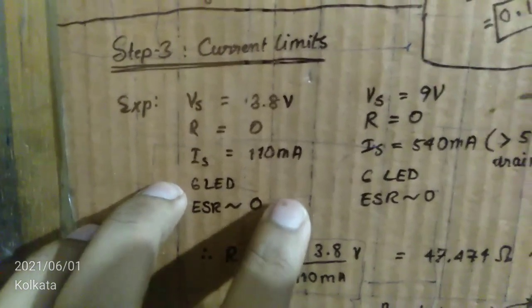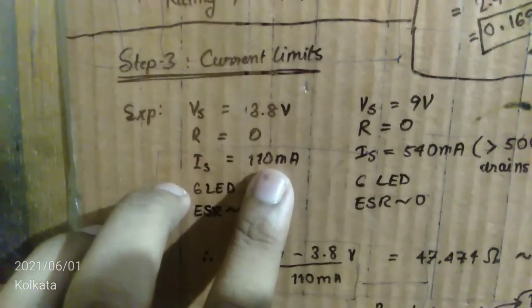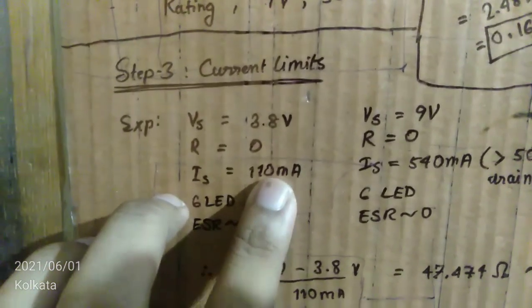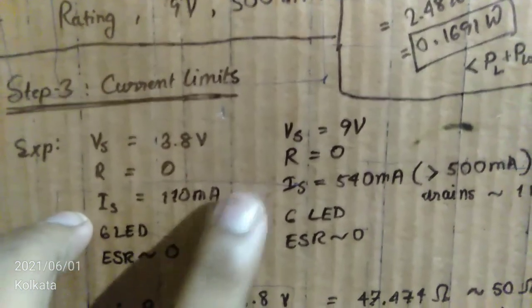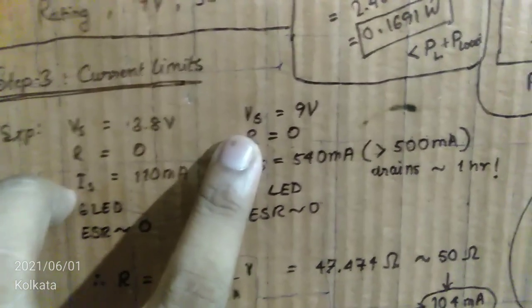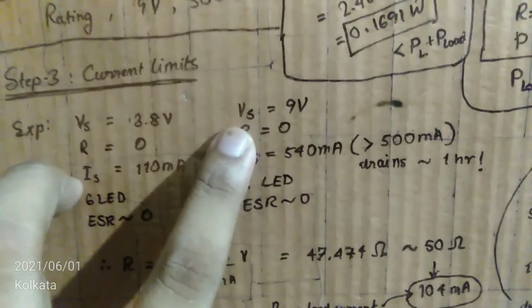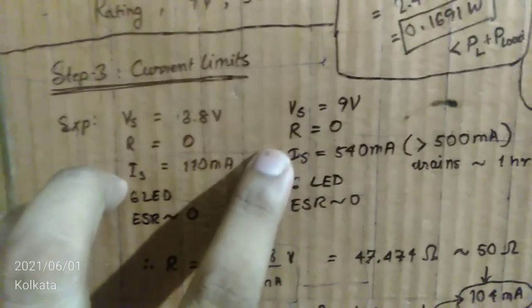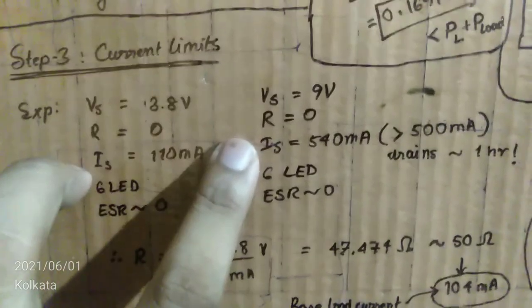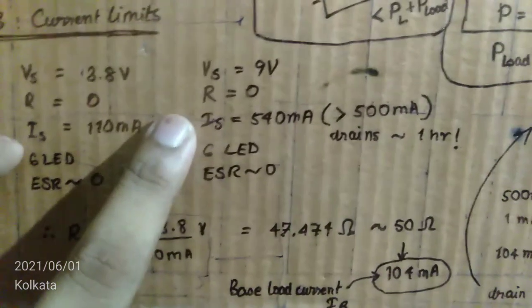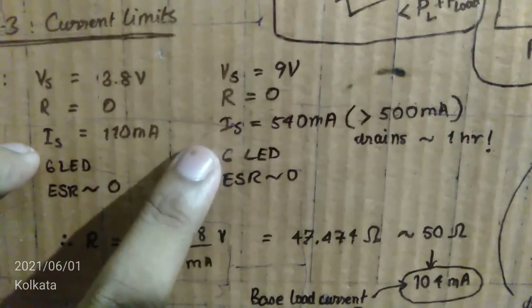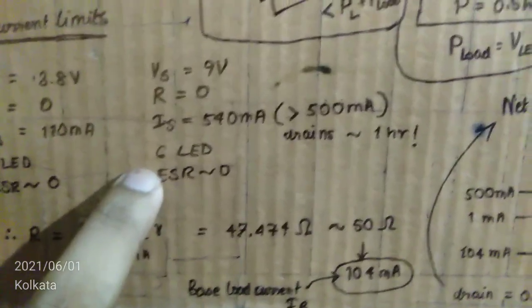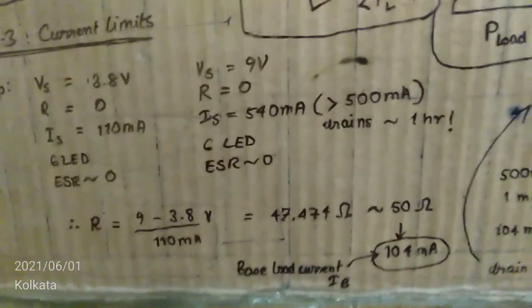So considering that, we have got 110 milliampere, which is according to the plan, because we considered 20 milliampere at the start and we are considering 100 milliampere at a 3.8 volt limit. Now the other experiment reading gives us that series voltage is 9 volt and the resistance is 0, and the series current is 540 milliampere, which is way above 500 milliampere. So the battery will drain even faster with 6 LEDs and ESR nearly 0. The drain is less than 1 hour, which is undesirable.